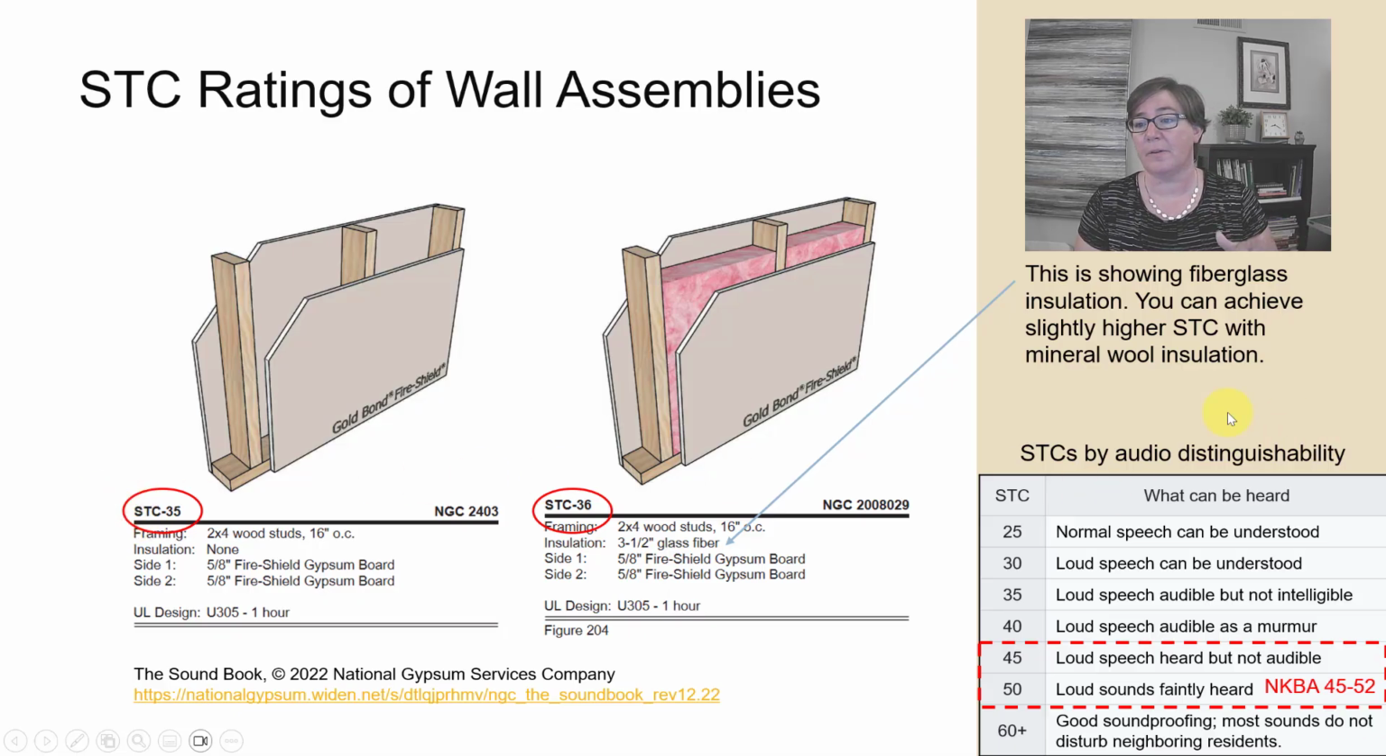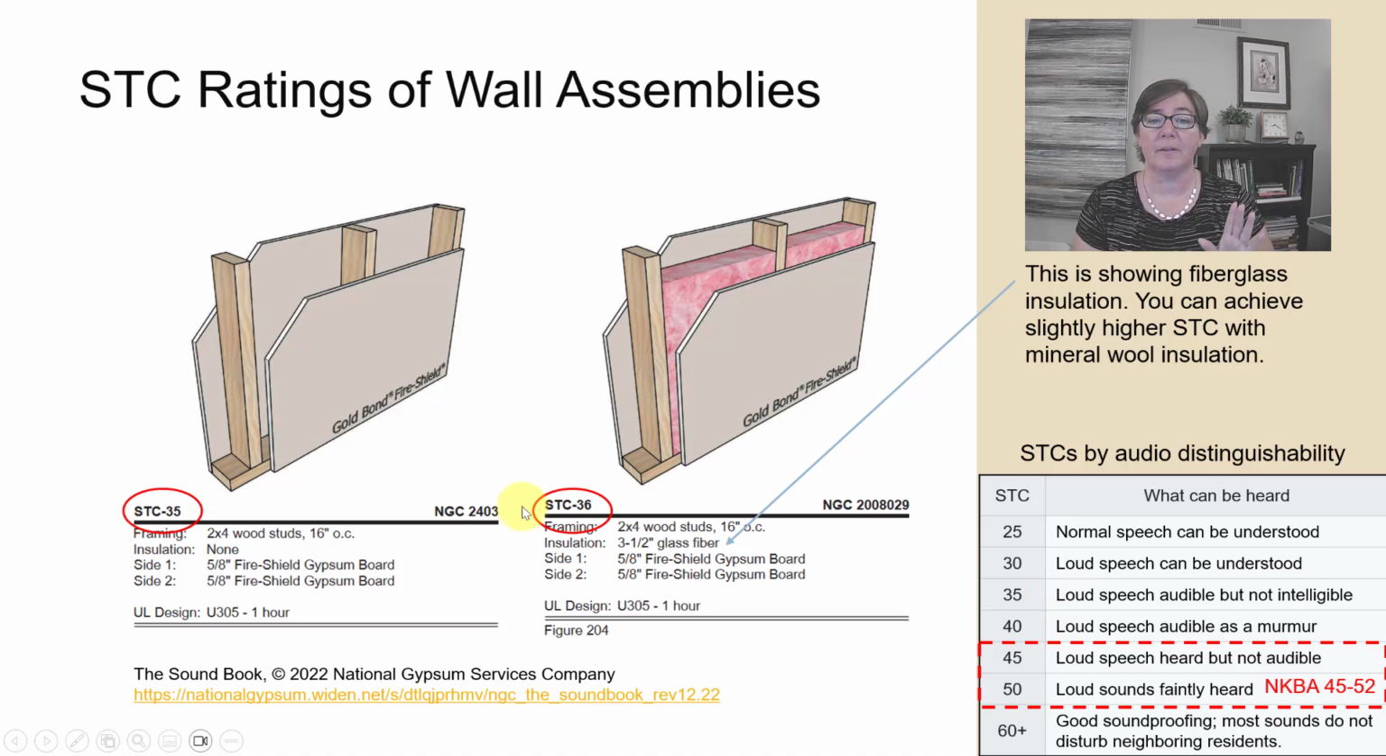Coming over to our rating here, where I put our little reference, STC 35 means that speech is audible on the other side, but it's not intelligible. You can't quite tell what somebody's saying. Right? This is our baseline.